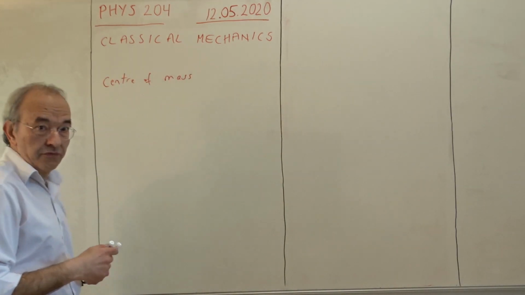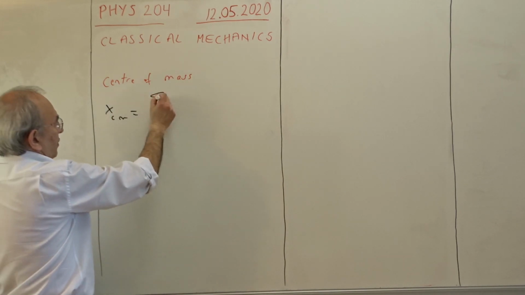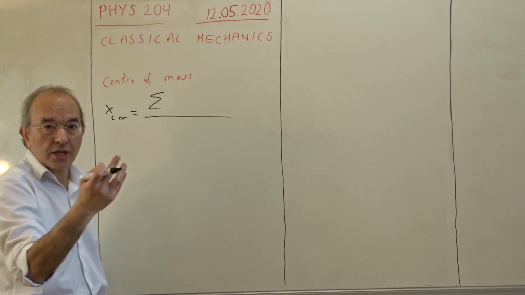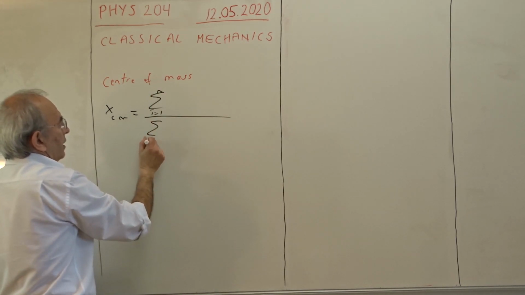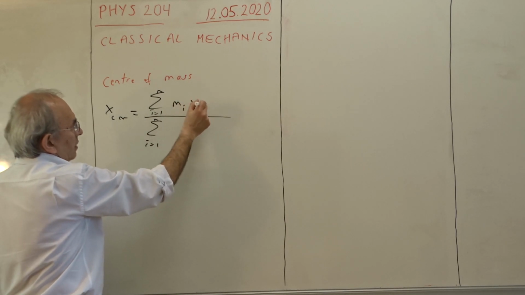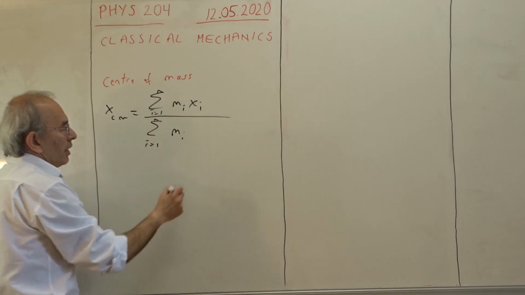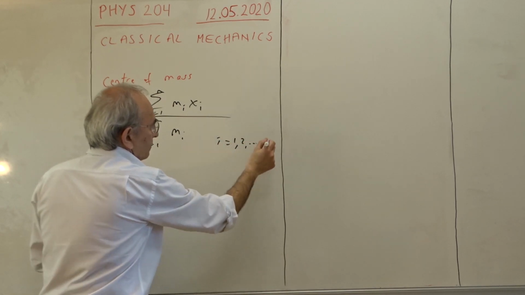As you remember from 101, X center of mass was defined by the ratio of two sums. For instance, i is equal to 1 to n. Again, i is equal to 1 to n. Here we had, let's say, m_i x_i. Here we had only m_i, i from 1 to n.